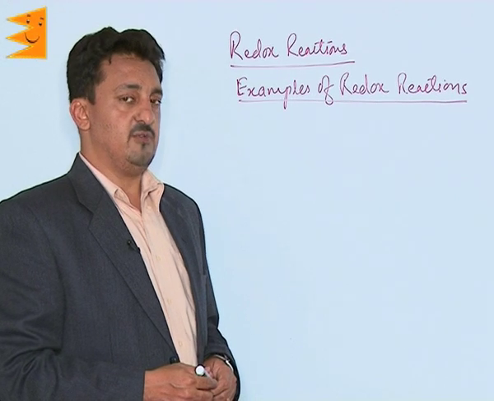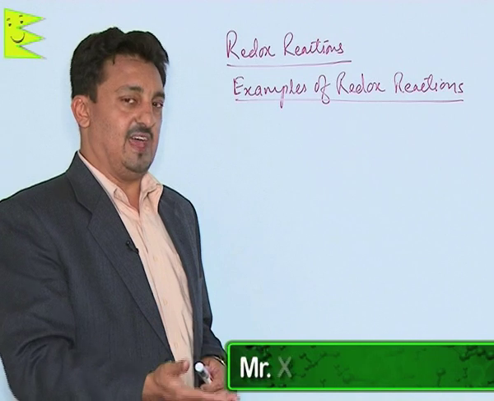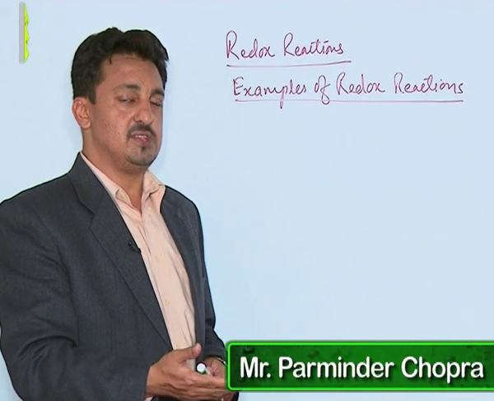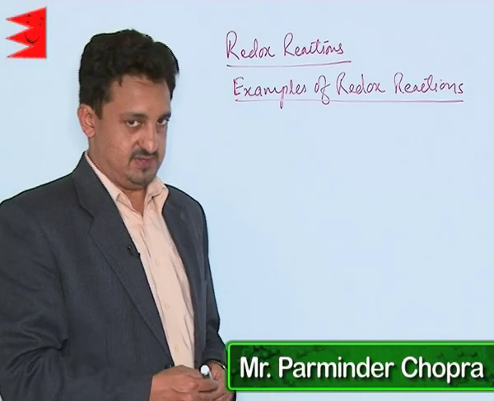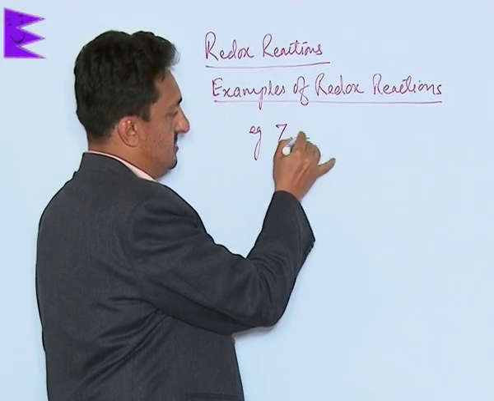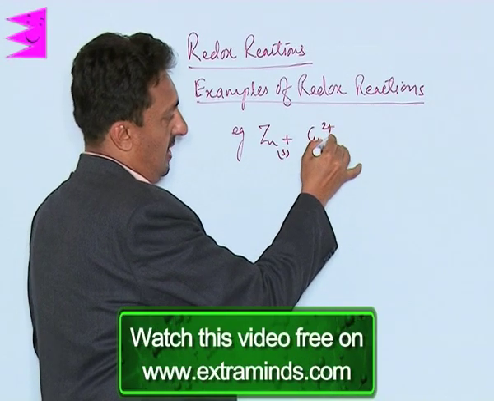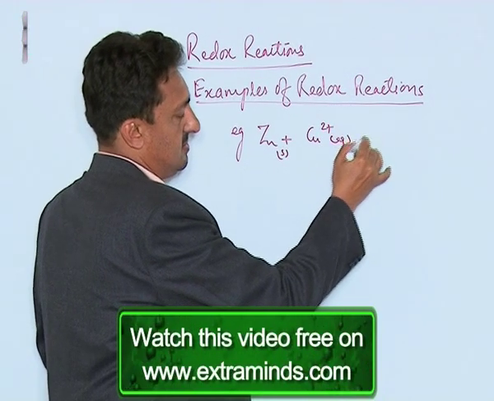Let us take a few examples of redox reactions in order to understand the reducing agent and oxidizing agent concept. Let us take the reaction of zinc solid with copper ions aqueous.